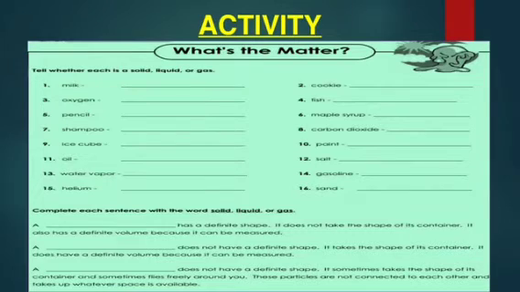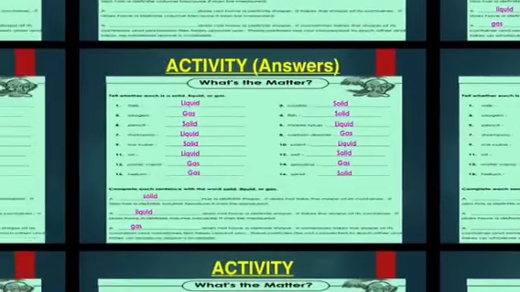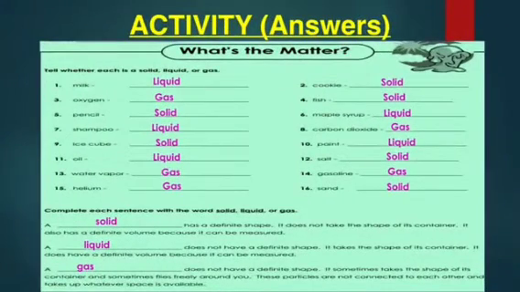Third one, a dash does not have a definite shape. It sometimes takes the shape of its container and sometimes flies freely around you. These particles are not connected to each other and take up whatever space is available. I hope you are ready with the answers for the activity. Now let's check out the answers.